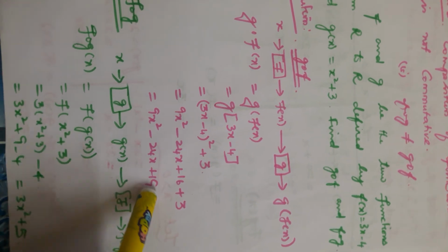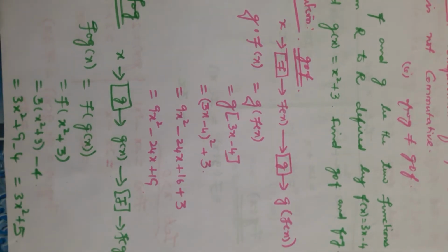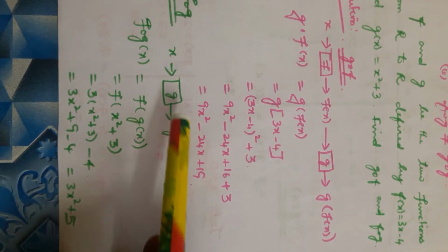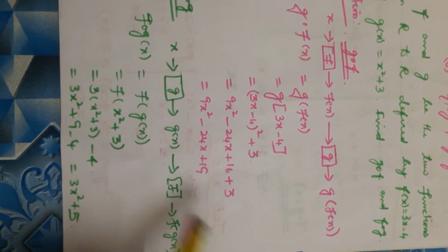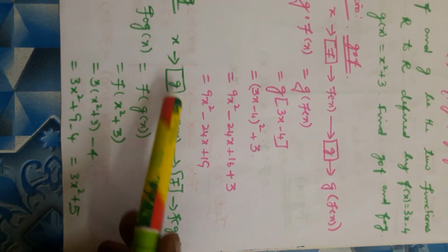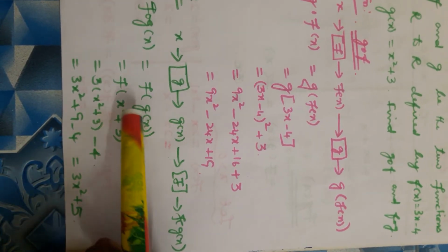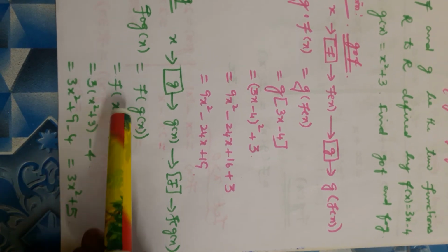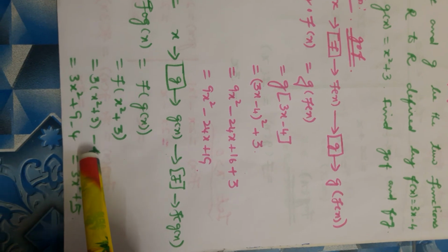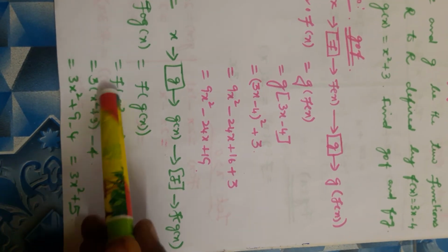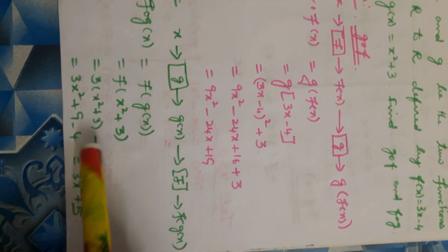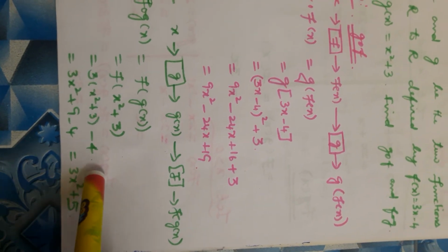Okay. So like that we are going to find f composite g also. F composite g, again the same process. X tends to g and g of x tends to f. So finally you will be getting f of g of x. So f composite g is f of g of x, that is f of x square plus 3. So what is the function of f? It will give 3 times the bracket value minus 4. Whatever you have in the bracket, it is 3 times that, minus 4. So the final answer is 3x square plus 5.